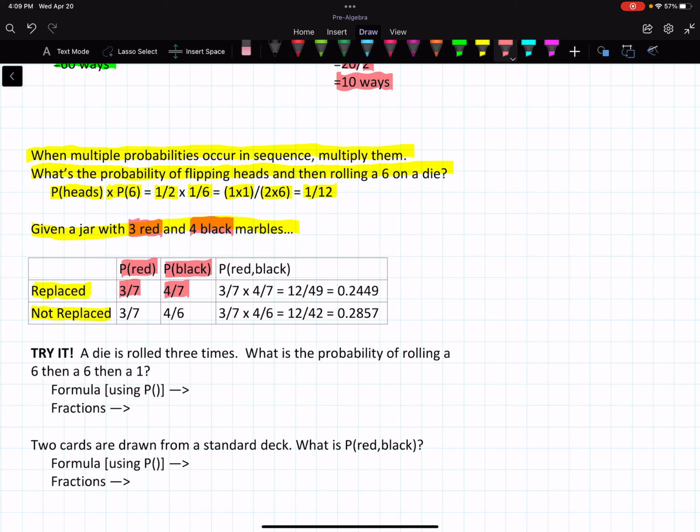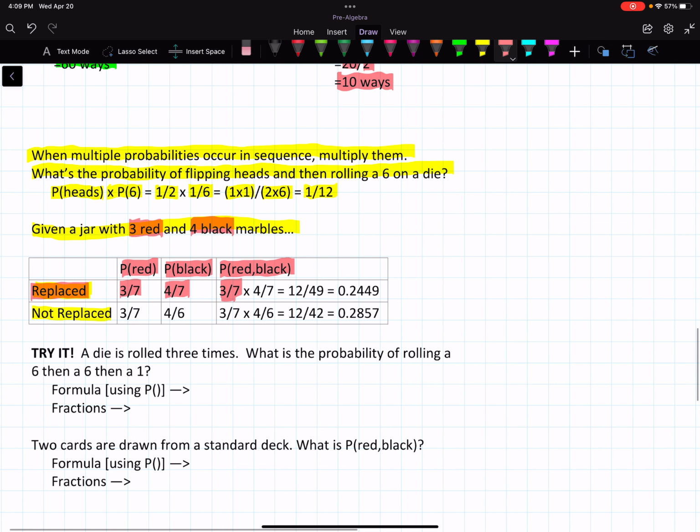And now we're asked what's the probability of drawing a red, then black, with replacement. That means the probability of drawing a red, which was 3/7, times the probability of drawing a black, which was 4/7, gives us 12 over 49, which is about 24.5%.